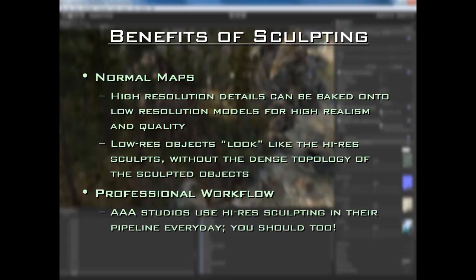Like I said, you don't have to incorporate sculpting into your pipeline or your workflow, but there are some benefits to take into account with sculpting. Normal maps, of course, is the biggest one. High-resolution details can be baked onto low-resolution models for high realism and quality. This is the reason that characters look so good in games like Gears of War and Call of Duty and all these other games. It's the sculpting and normal maps that really make those characters pop and look AAA quality. Okay? Low-res objects can be made to look like high-res sculpts without the dense topology of the sculpted objects.